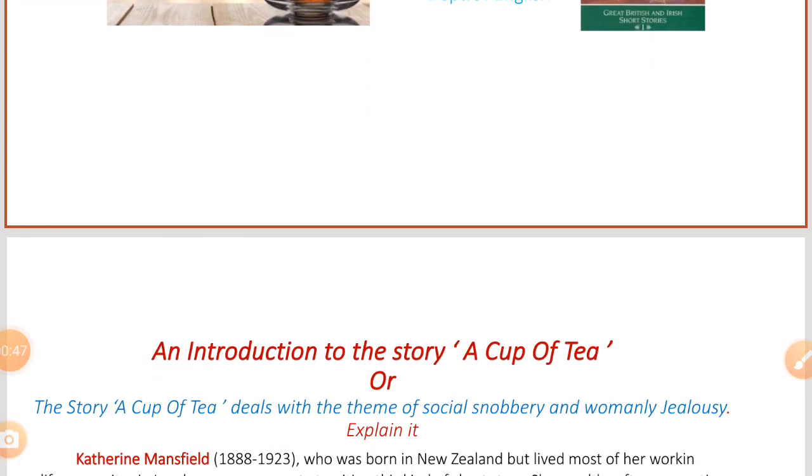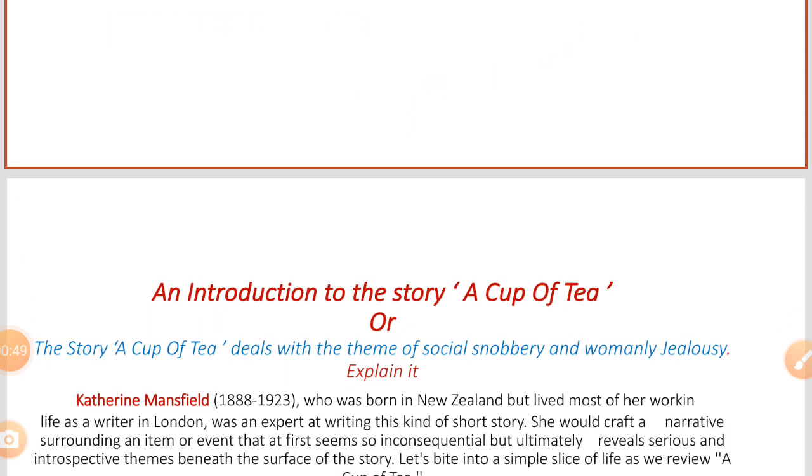This story has an introduction and a relevant theme. The question frequently asked in examinations on this topic may be asked in this form: the story A Cup of Tea deals with the theme of social snobbery and womanly jealousy. Explain it. So, in the introductory part of the story A Cup of Tea, the theme is also followed.